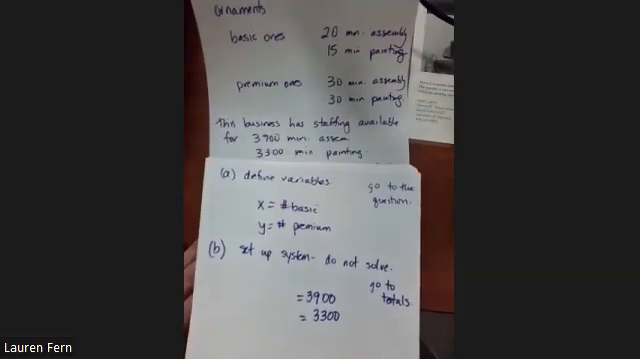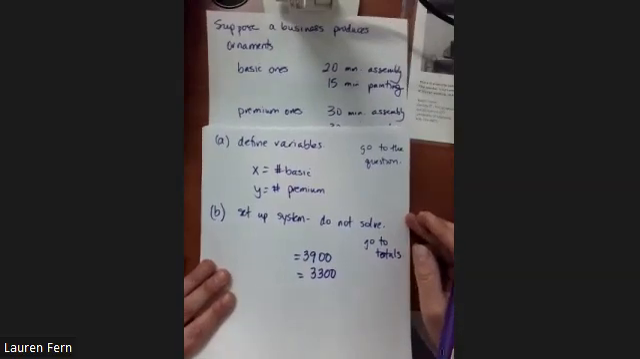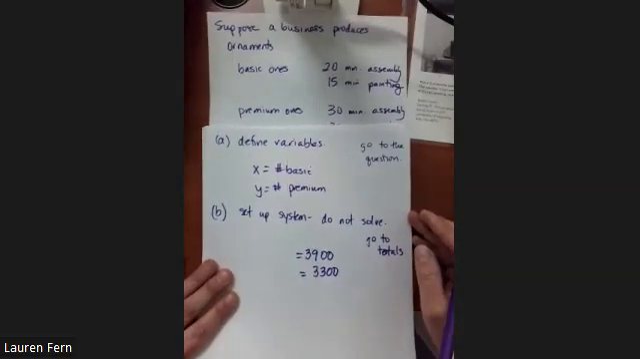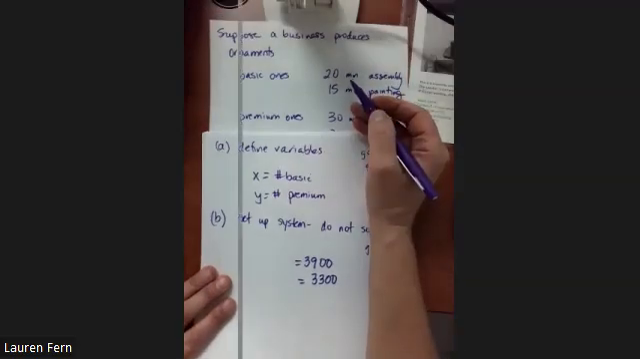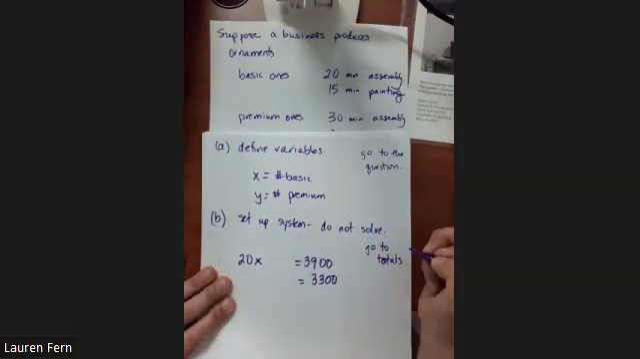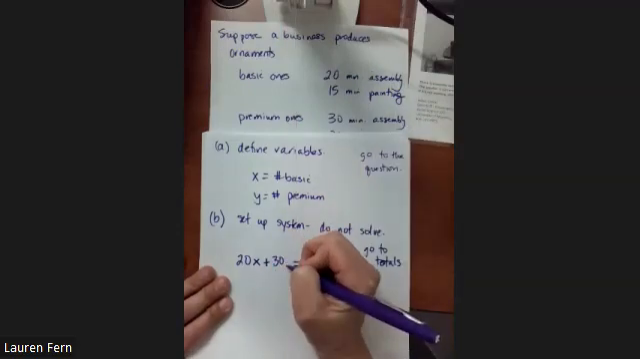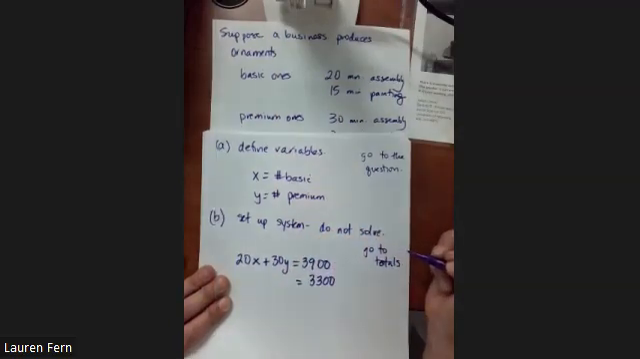All right, well, let's talk about the assembly department. How much time does each basic ornament take in the assembly department? 20 minutes. So do you agree that the total amount of time my basic ornaments are going to take in my assembly department is 20 minutes per ornament times the number of ornaments? Yeah. And what about the assembly department for my premium ornaments? 30 times Y. Right on.